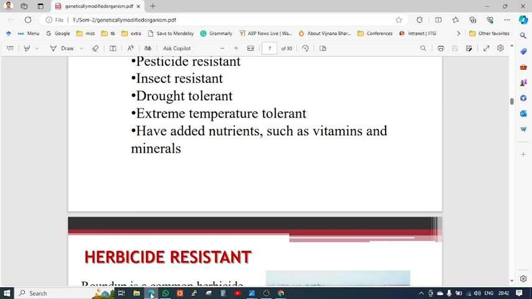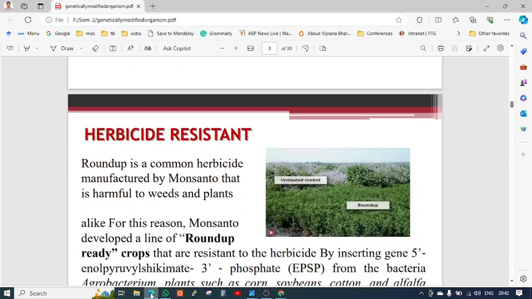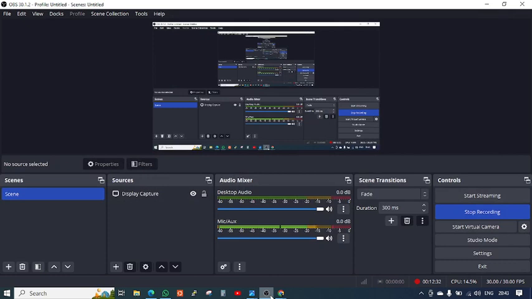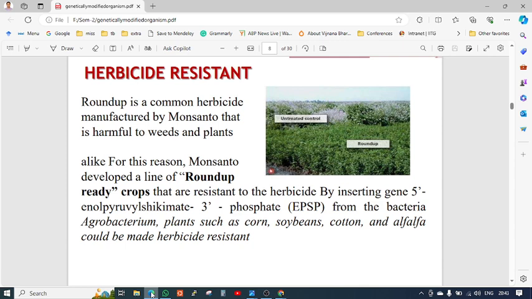We can make some changes in the chromosomes, the nucleic acids DNA and RNA, which are mostly responsible for these varieties of properties. Herbicide resistance I already explained. Roundup is a common herbicide manufactured by Monsanto that is harmful to weeds and plants. It is mostly utilized for killing weeds in some vegetables, because when weeds grow a lot, the growth of the main plants is hindered.